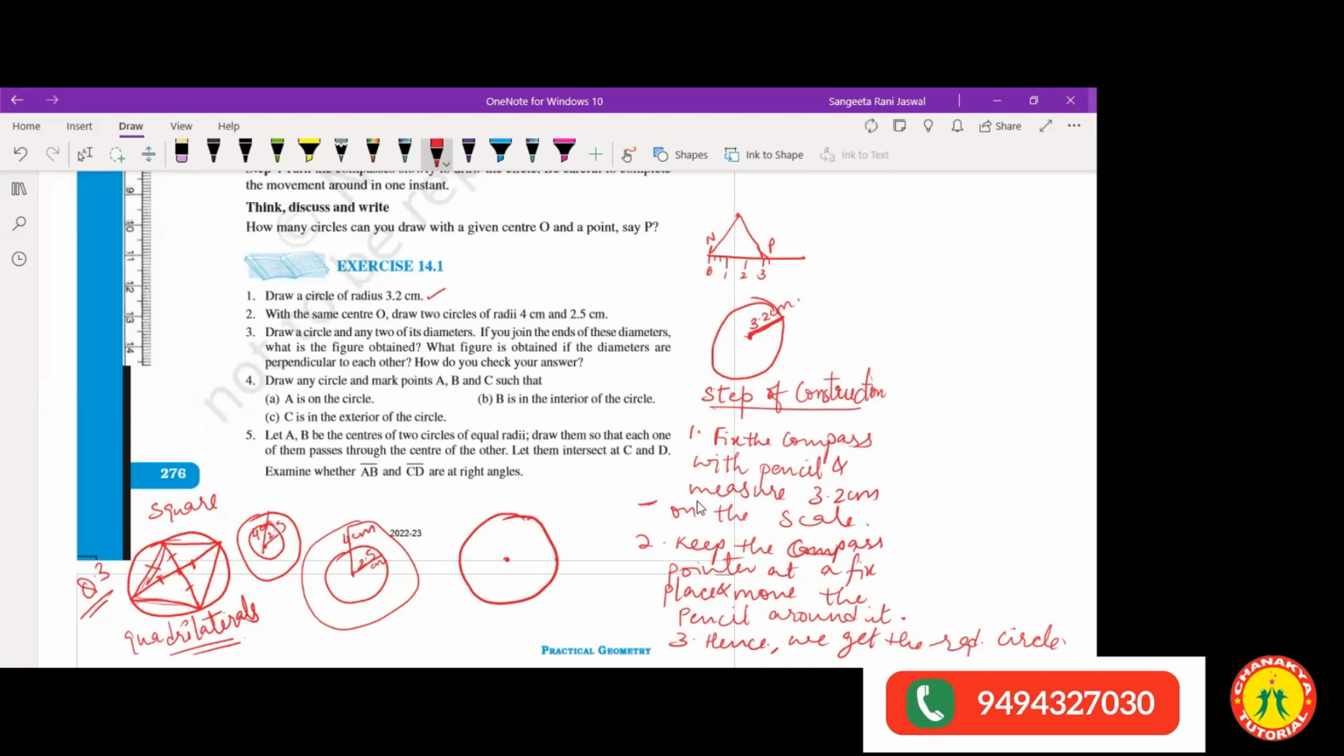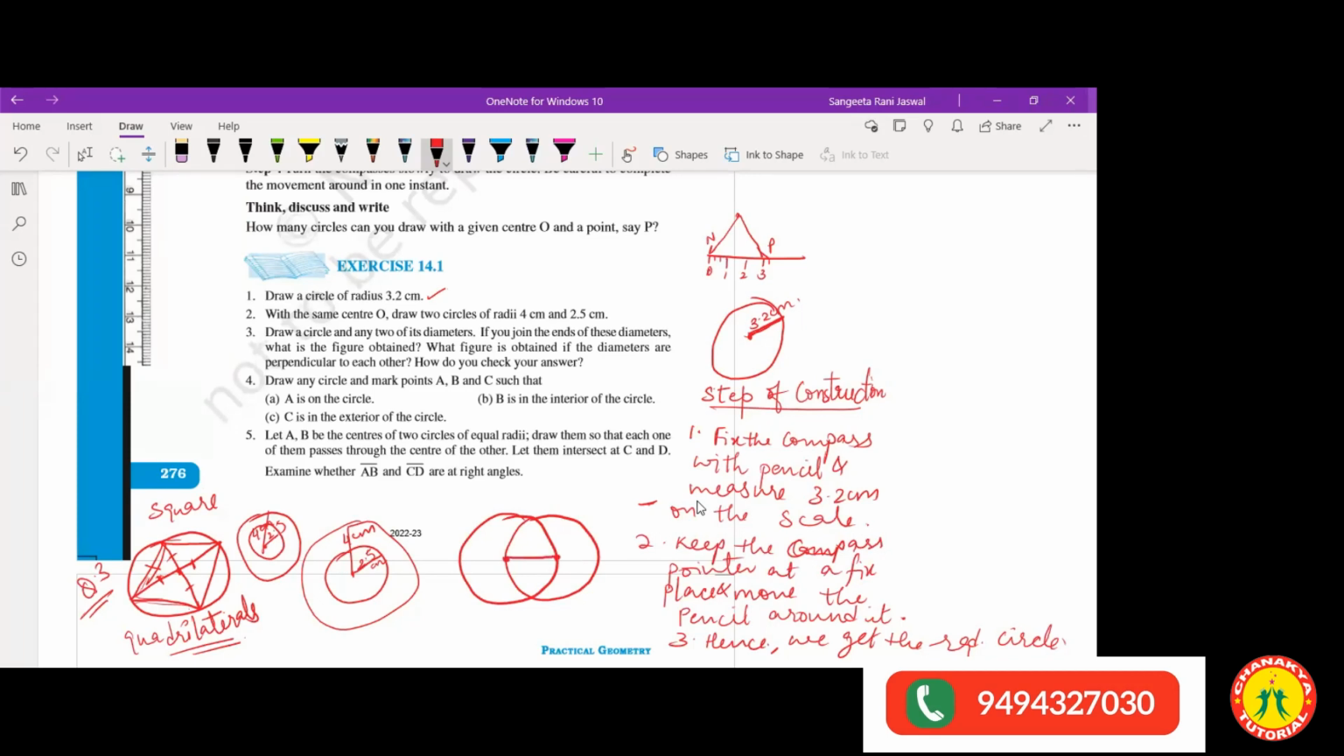Like this. And this center should lie here. Are you understanding? Both the circles have the same radius. They are passing through each other's center. You have to make this type of circle and then join this line.